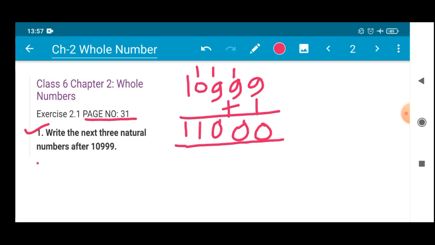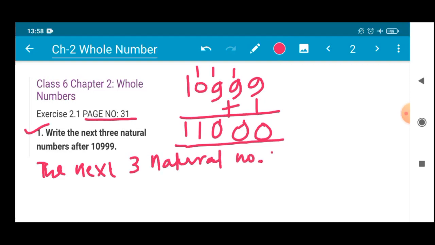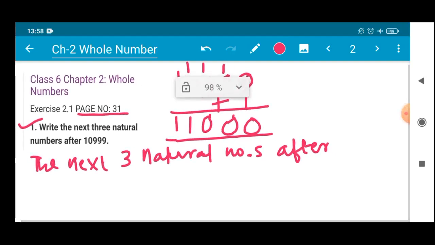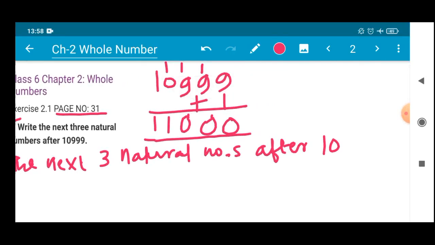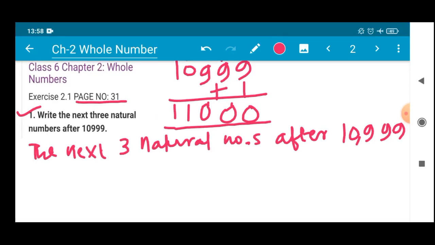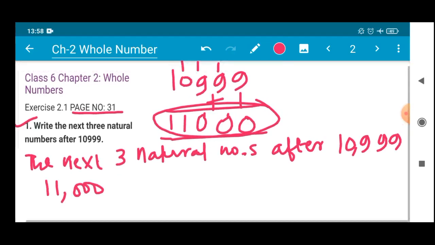So what comes after 10,999? You will write the next 3 natural numbers after the number 10,999. So what are the 3 natural numbers that we have to write? The first natural number after 10,999 is 11,000. Now they have asked us to find 3 natural numbers. We got 1, now 2 more are required.